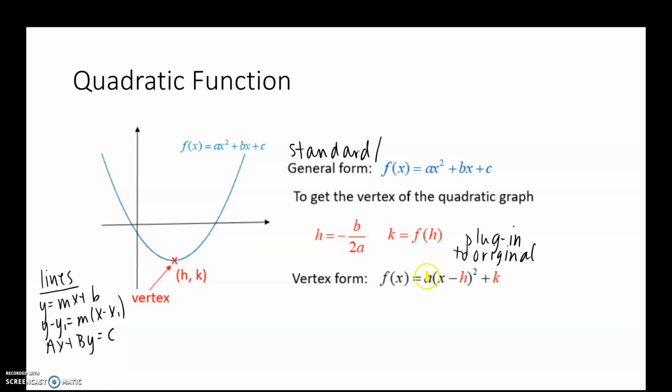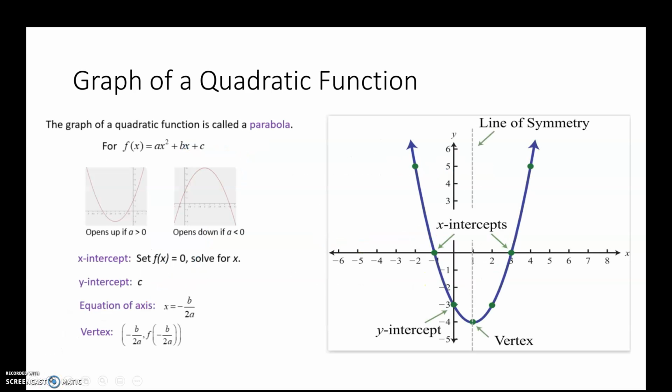So here's our value of a, that's our lead coefficient. Okay, and remember, I'll show on the next slide what a does. h is the x-coordinate of our vertex, k is the y-coordinate of our vertex. Okay, so the graph of a quadratic is called a parabola. If our lead coefficient is positive, our parabola opens up. If our lead coefficient is negative, our parabola opens down. This is what I started the video with.